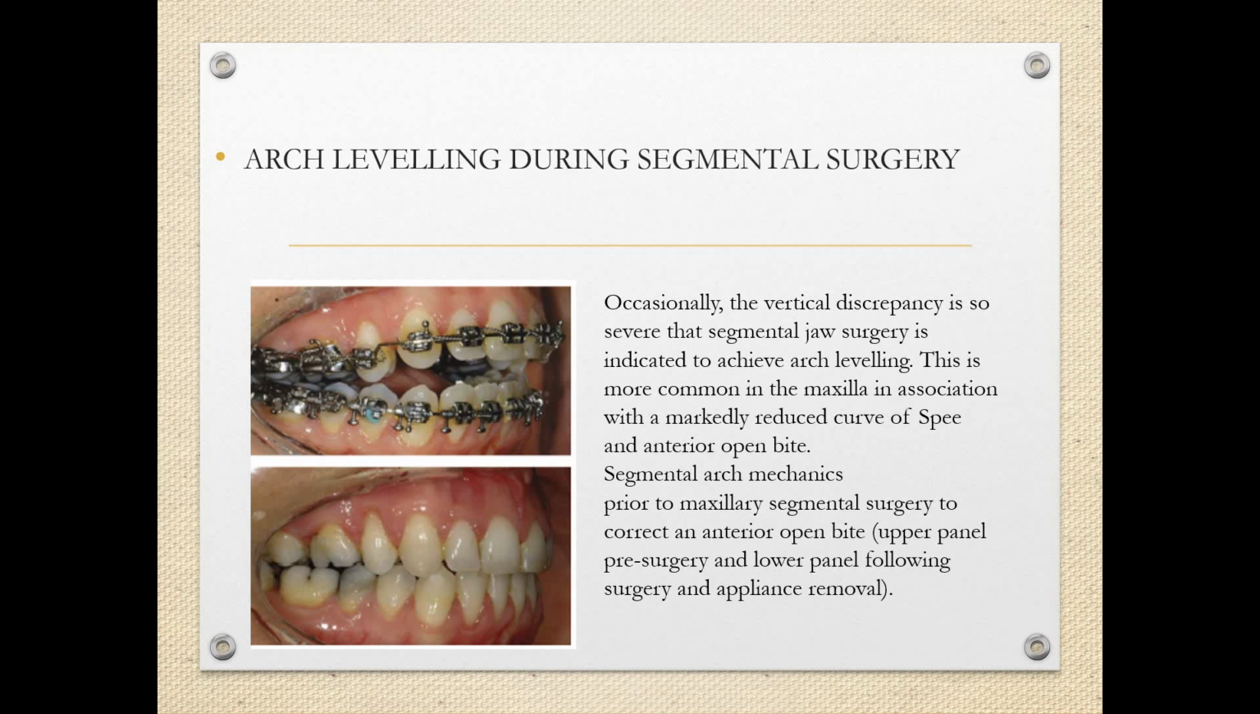An excessive or reduced curve of Spee in either the maxillary or mandibular arch will require leveling if good interdigitation of the teeth is to be achieved in the final occlusion. This can take place at one of 3 time points during treatment, and the choice will be dictated by the method of leveling employed.